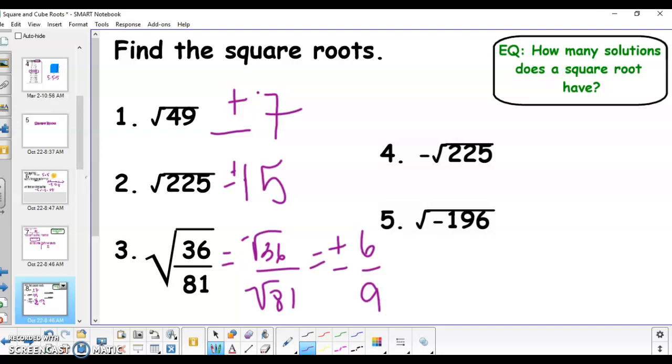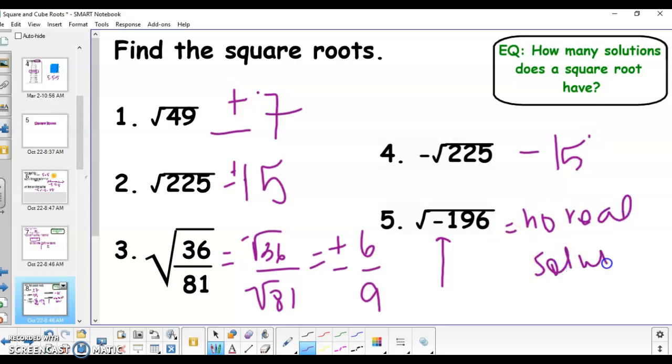Now, here I have the negative on the outside. So that negative needs to stay on the outside. And my final answer is just negative 15, because again, that negative is on the outside. Here, the negative is on the inside of the radical sign, and that cannot mathematically happen. I want you to pause the video and try to put that in your calculator. You're going to have an error because there is no real solution, or an imaginary number.